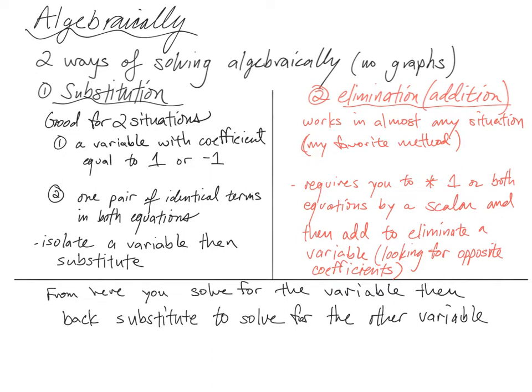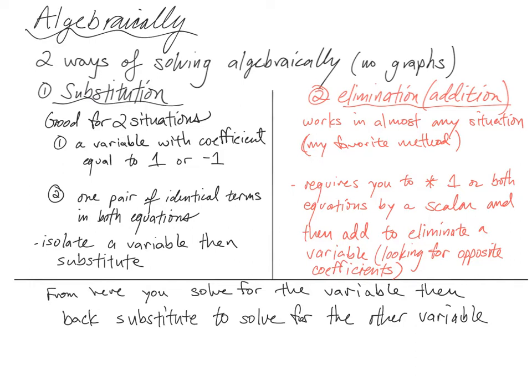Or if you can see that there are a pair of identical, I'm going to say variable terms in both equations, then you can also use substitution. From there, once you notice that, you have to solve for one of the variables. Either you have to solve for the variable with coefficient 1 or -1, or you have to solve for one of the terms, but not all the way. You'll see in an example very shortly. You isolate a variable and then substitute an expression into the other equation.